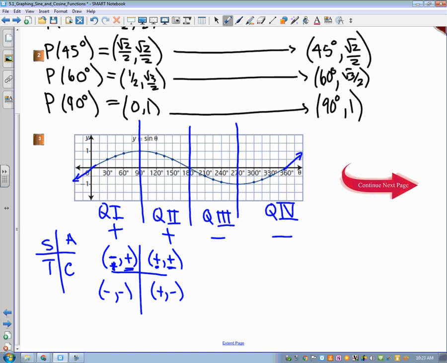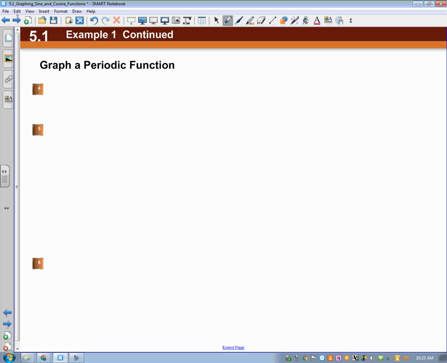Now, the next part of this question wanted us to describe what we saw in that curve. And I have a short list of things that we should notice. The graph is periodic. And I'm just going to put in brackets here that basically just means it repeats its pattern.